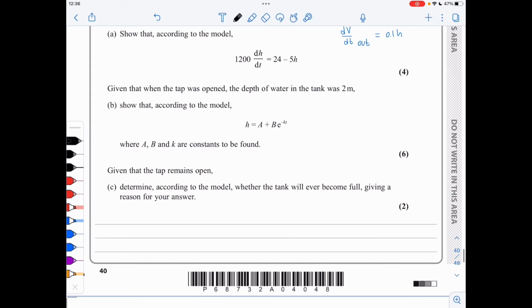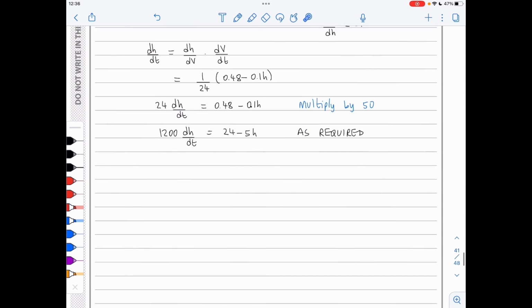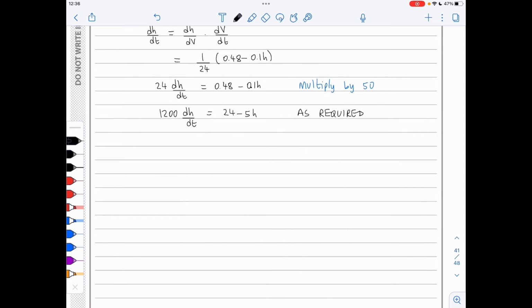And then part B, show that according to the model, this is the expression for h in terms of t. I will actually separate the variables here to get that the integral of 1200 over 24 - 5h dh is equal to dt.